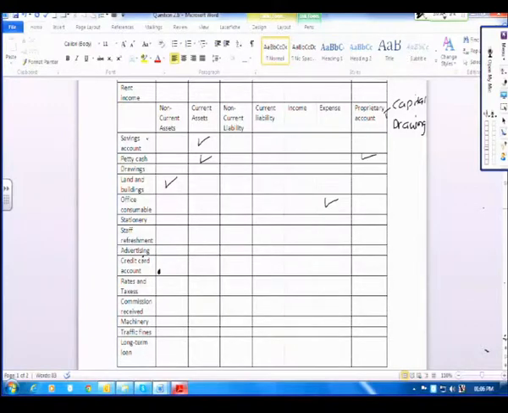So we have stationery. Our stationery will also be an expense. Then staff refreshments. You see, we use that petty cash to get the staff refreshments, like your juice and your coffee. They are expenses as well.